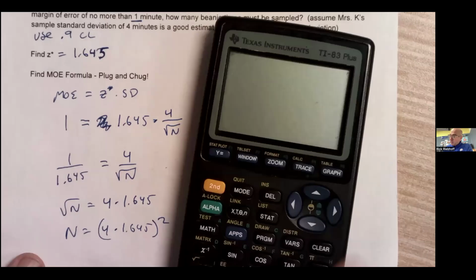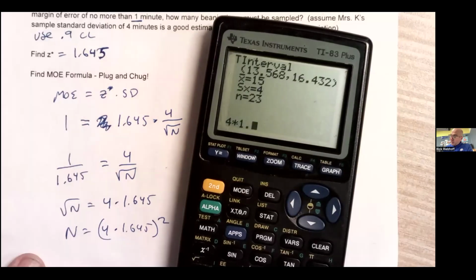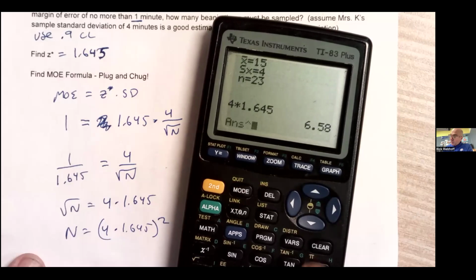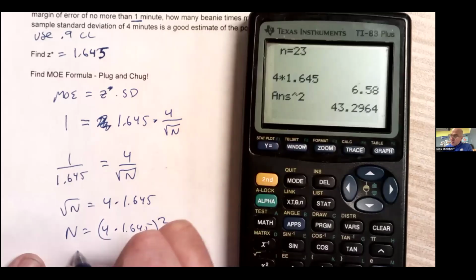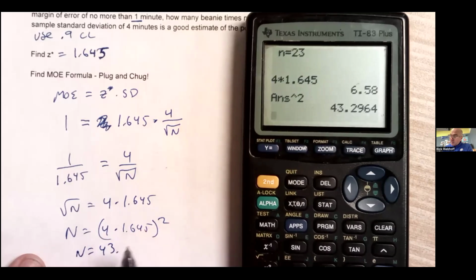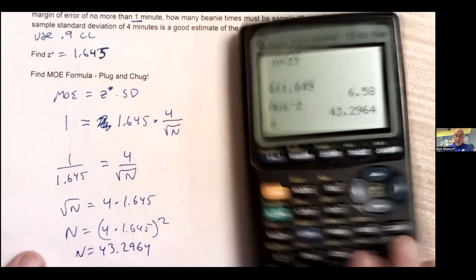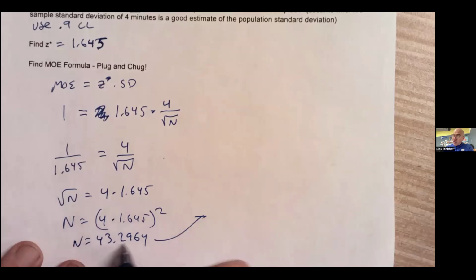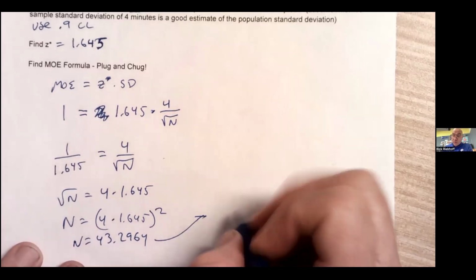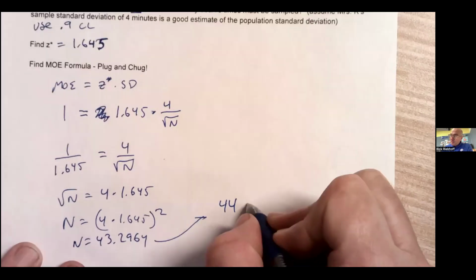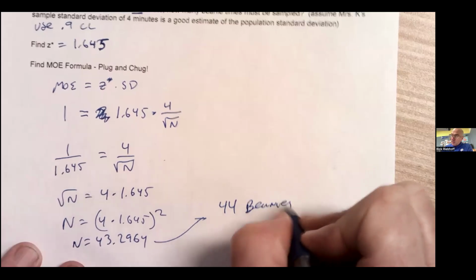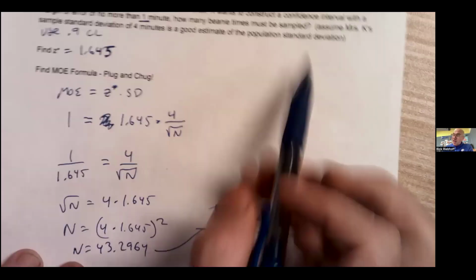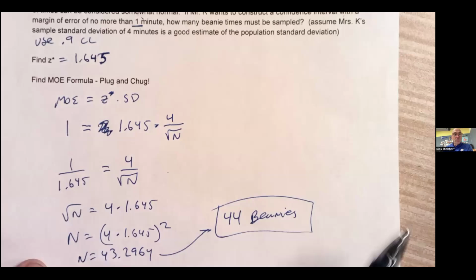All right, let's do it. 4 times 1.645 raised to the second power, and that is equal to 43.2964. So what are we going to do there? Even though that's less than a 5, normally back in like fourth grade when you learn how to round, you would round down, but we're unlearning that. So we need 44 beanies to stay within that margin of error. Cool. That's it, people, we're done. Awesome. We'll see you in class.